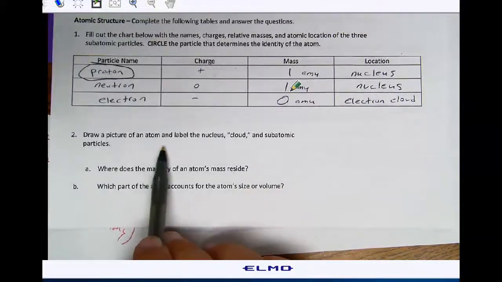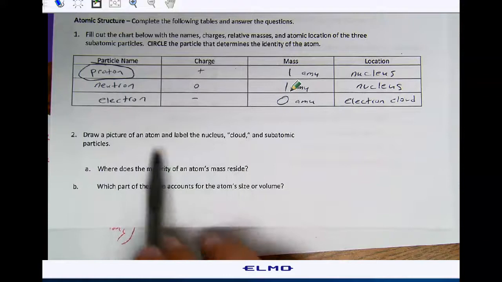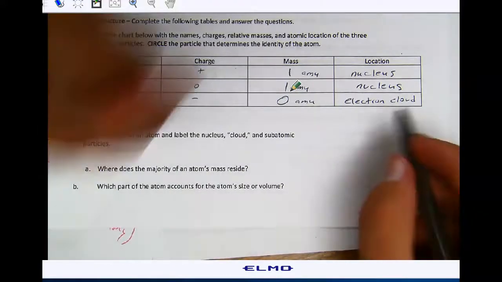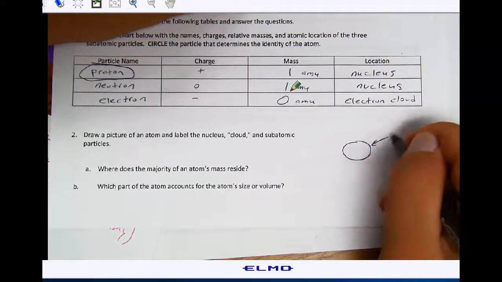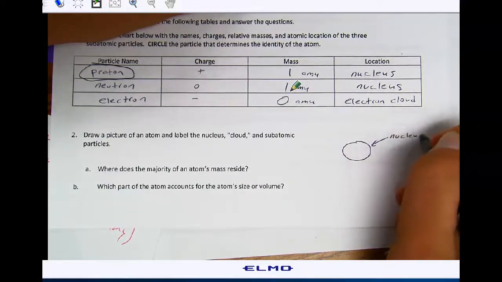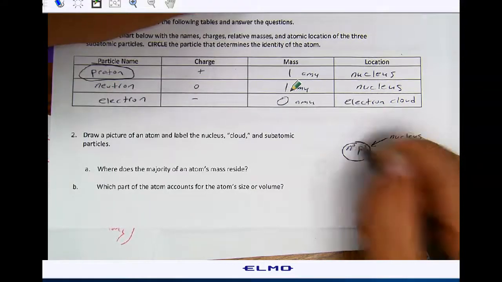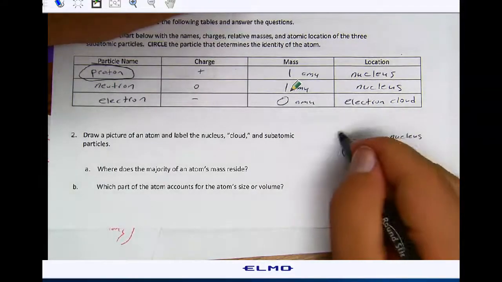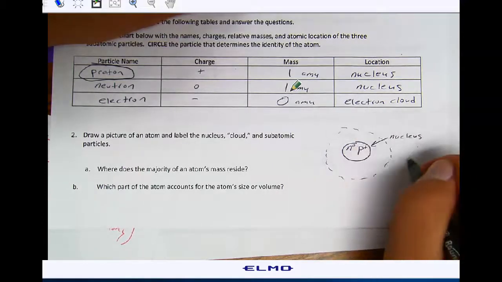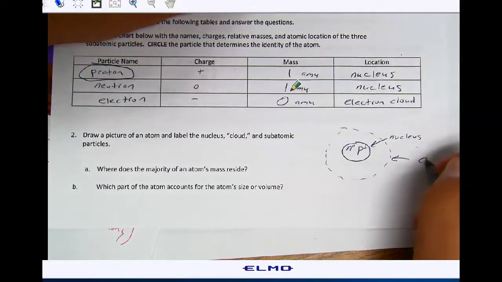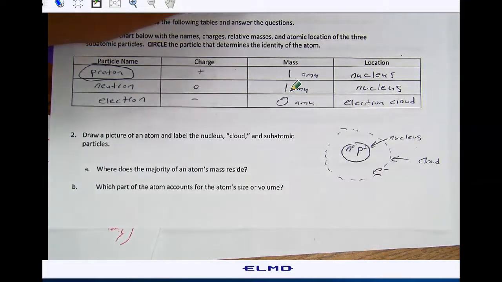2. Draw a picture of an atom and then label the nucleus, the cloud, and subatomic particles. Okay. So here's my nucleus. This is where my neutrons and protons are located. Okay. Around that, I'm going to have my electron cloud. And this is where the electrons are located.